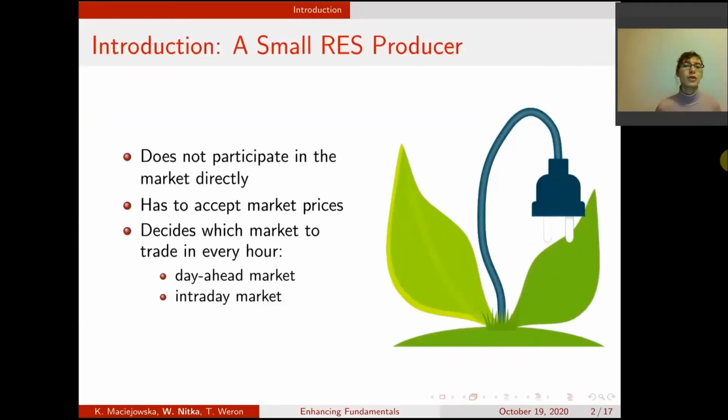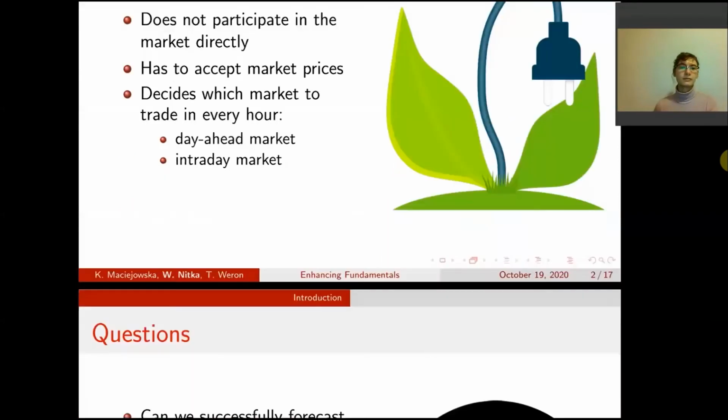In our research, we put ourselves in the situation of a small renewable energy producer. This is a small company who does not participate in the market directly. Instead, they use the services of some trading company. Because of this, they cannot negotiate the market prices. They have to accept what they are offered. However, the decision they are allowed to make is which market to trade the electricity in for each hour, whether they want to sell their generated electricity in the day-ahead market or in the intraday market.